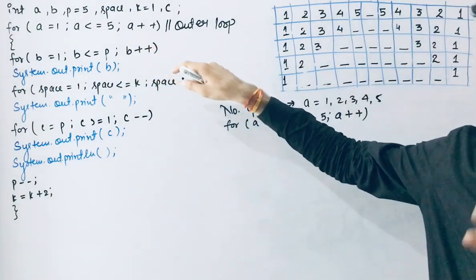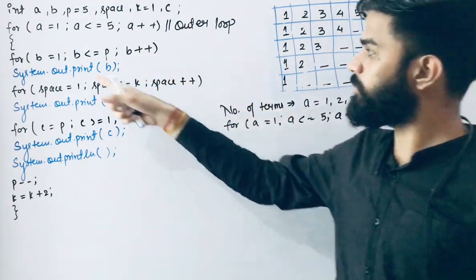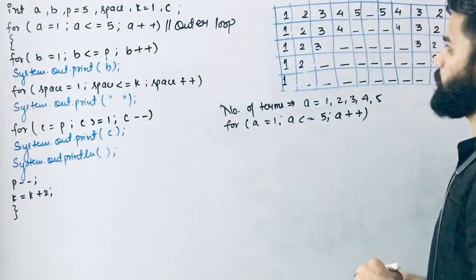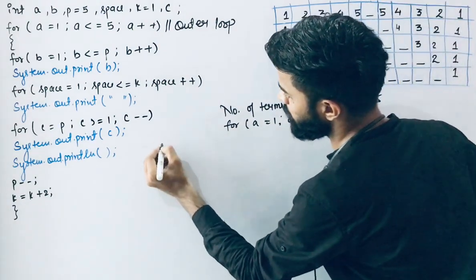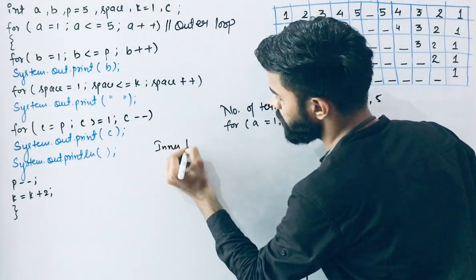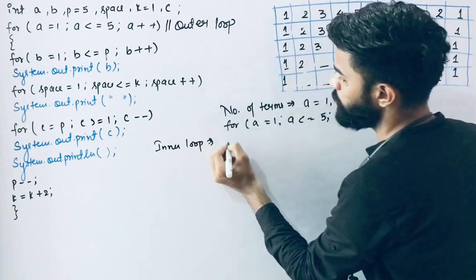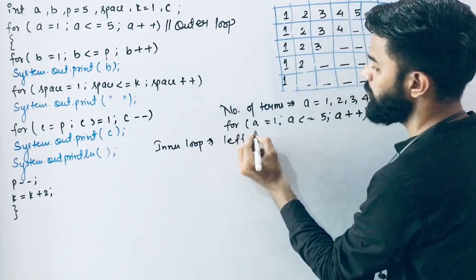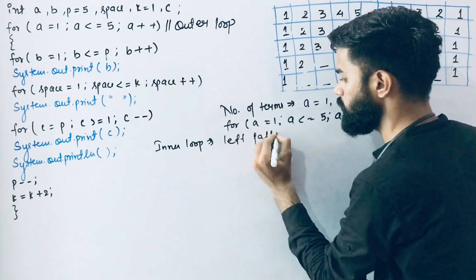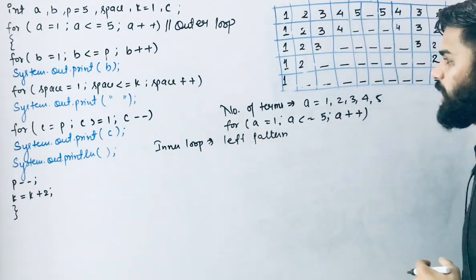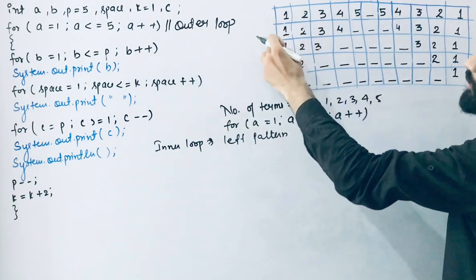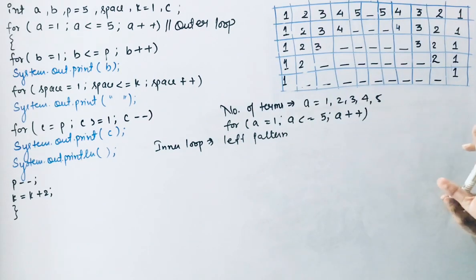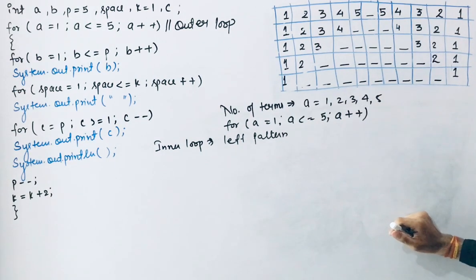I thought you all have no doubt. Now when we enter the inner loop, first of all what do we print? The left pattern. Clear? So for printing the left pattern, we see our value always starts from 1. Is it true or not? Always our value starts from 1.